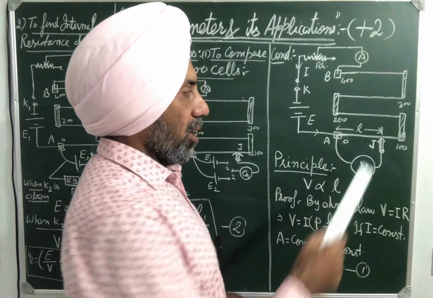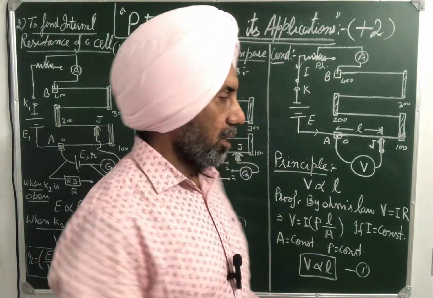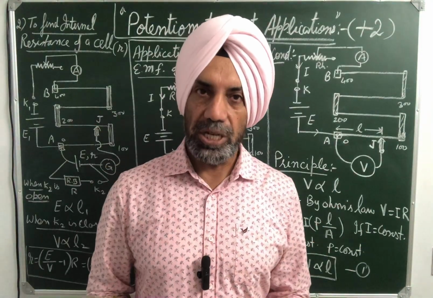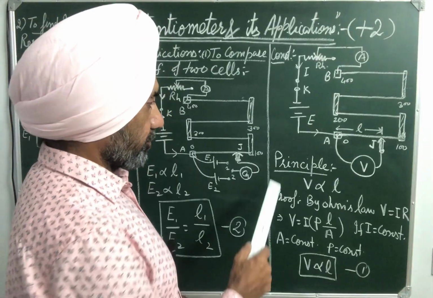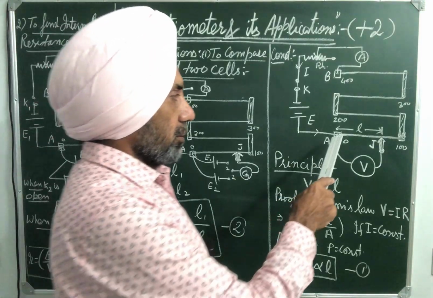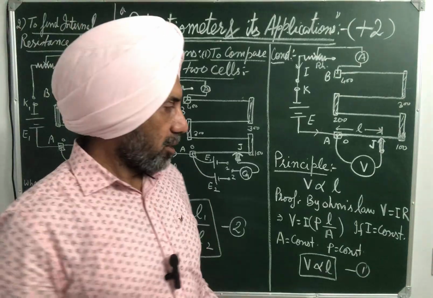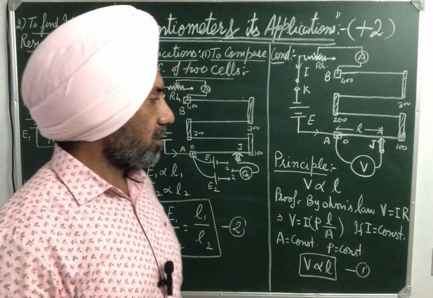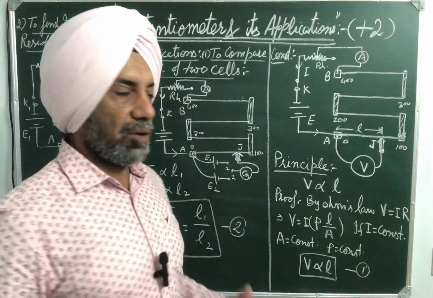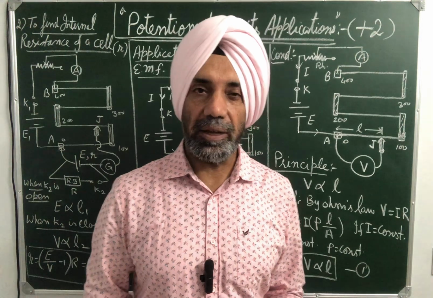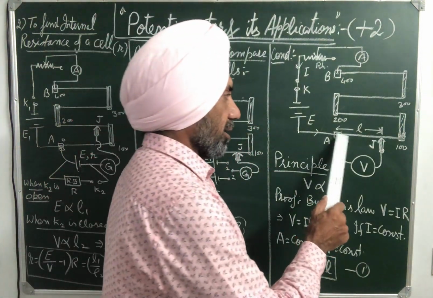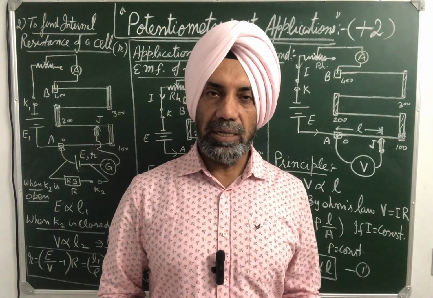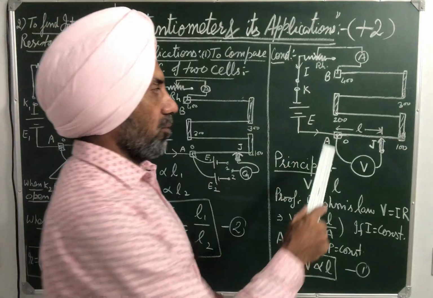Now to understand the principle of potentiometer, suppose a voltmeter is connected at the end A and other end of the voltmeter is connected to the jockey J. Now, the principle of potentiometer states that potential difference across any section of the wire of the potentiometer is directly proportional to length of that portion of the wire, provided constant current is flowing through the wire.